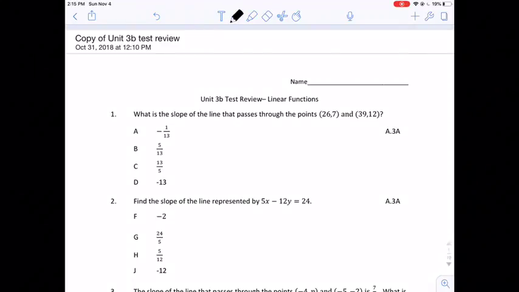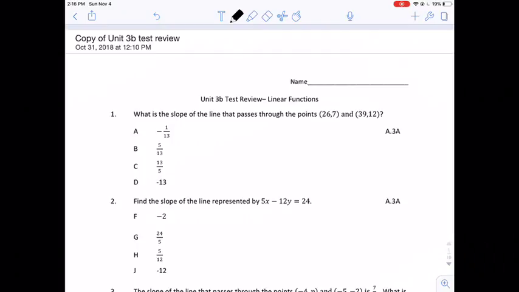So let's begin working our test review. Problem number 1 says, what is the slope of the line that passes through the points (26, 7) and (39, 12)? For this problem, we have 2 points. Each one of those points has x and y coordinates.